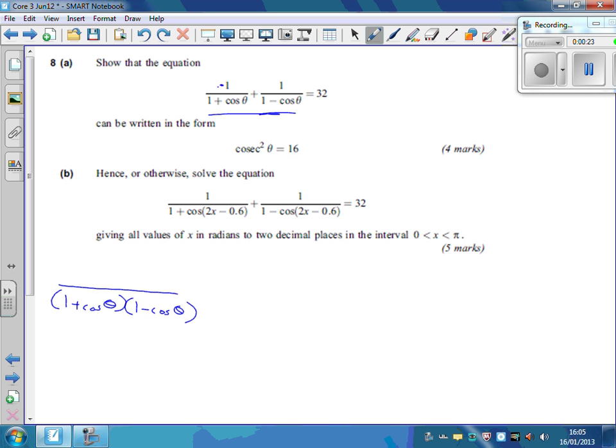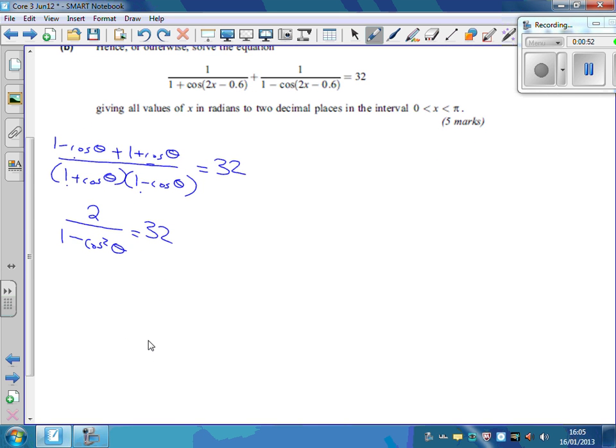On the top here, we're now going to get a 1 minus cos theta. And on the top here, we're now going to get a 1 plus cos theta. And that has to equal 32, doesn't it? On the top here, we can see a cancelling out. The minus cos and the plus cos cancel, so we've just got a 2. On the bottom, multiplying out that bracket, we get 1 minus cos squared theta, and so that equals 32.